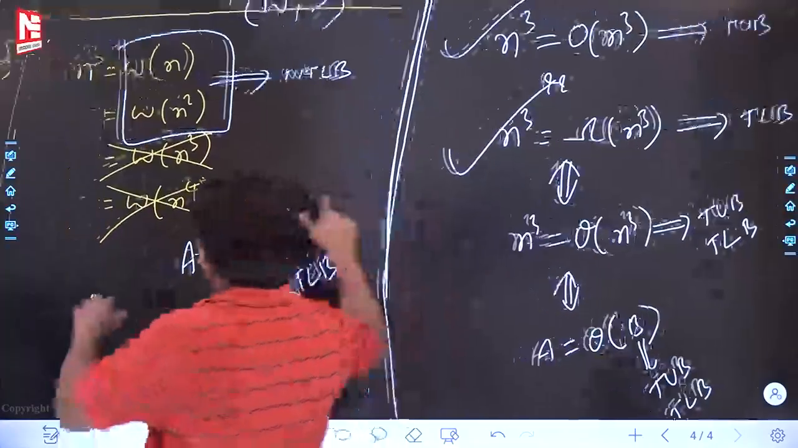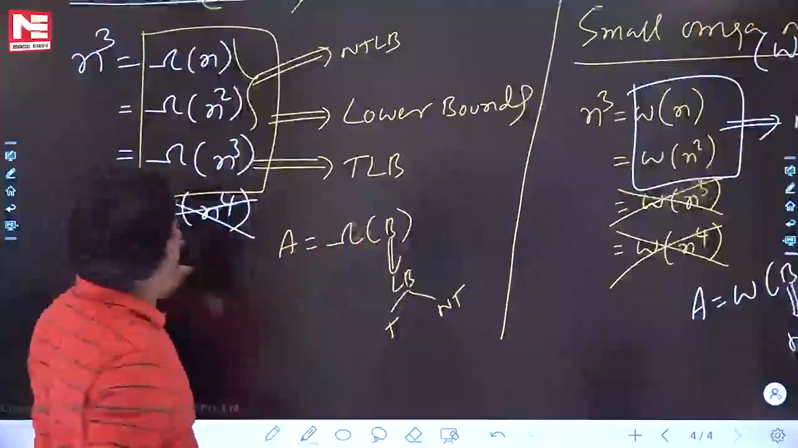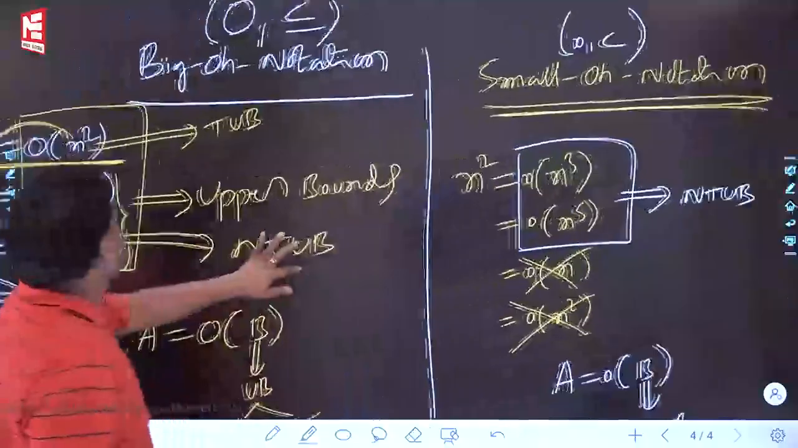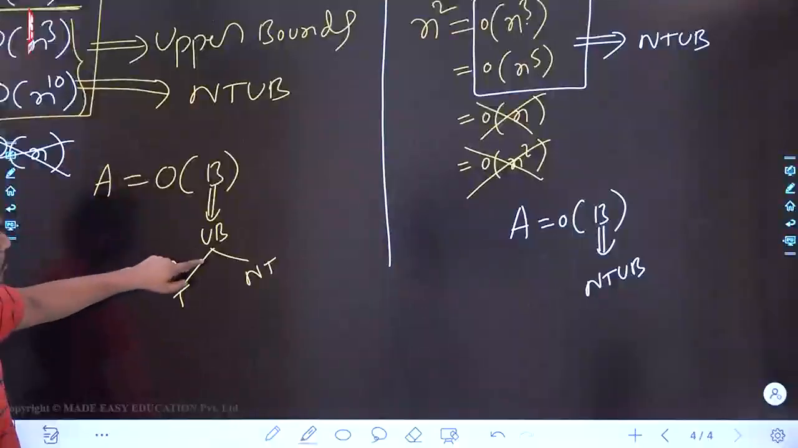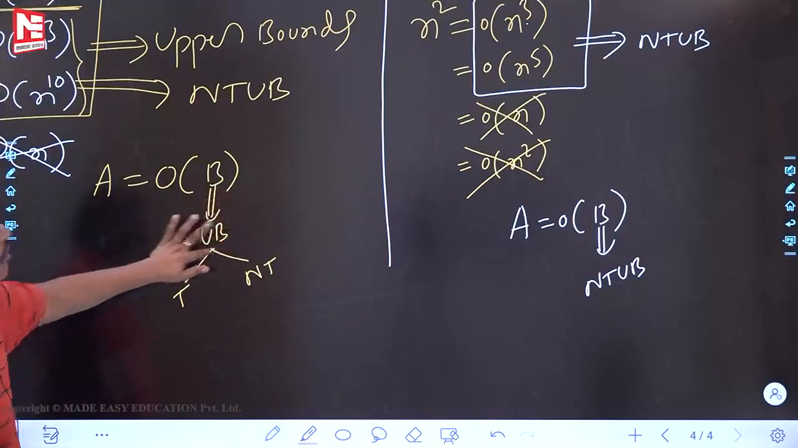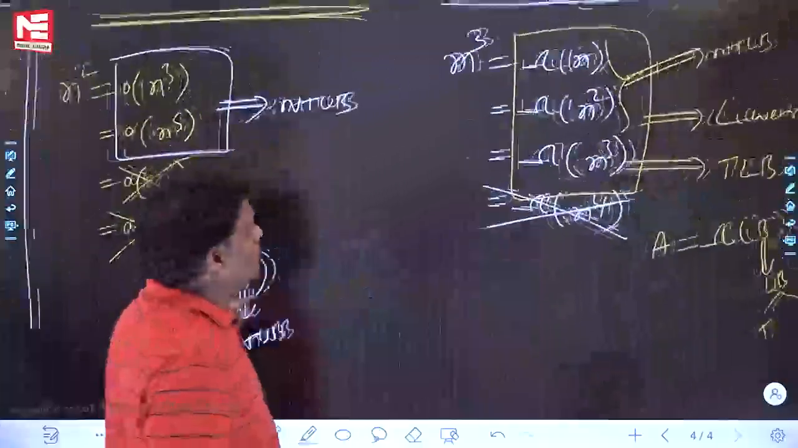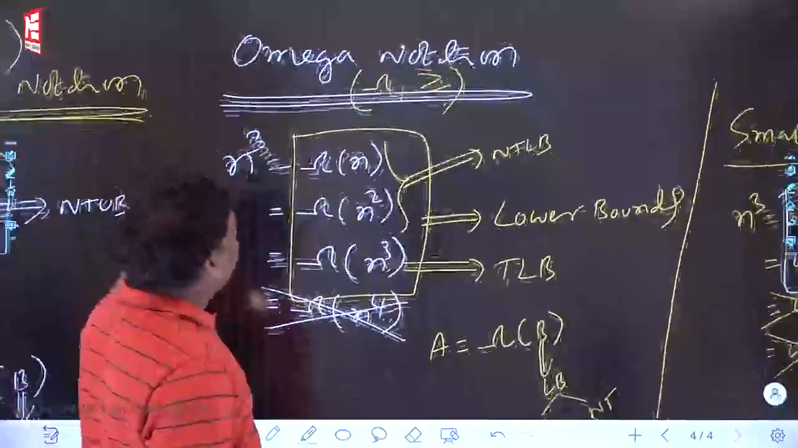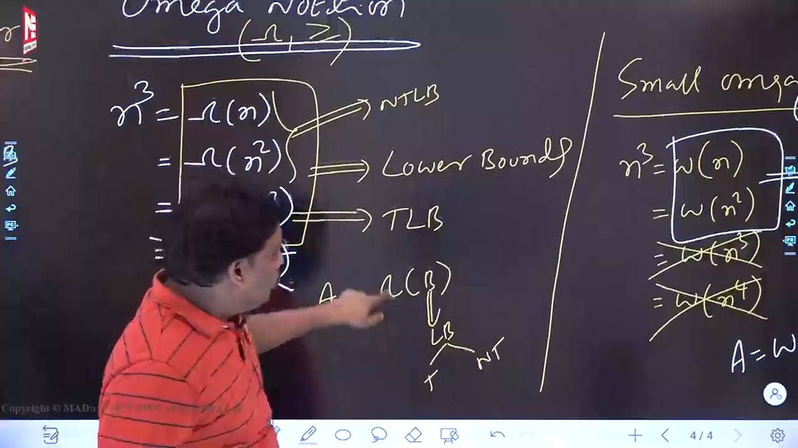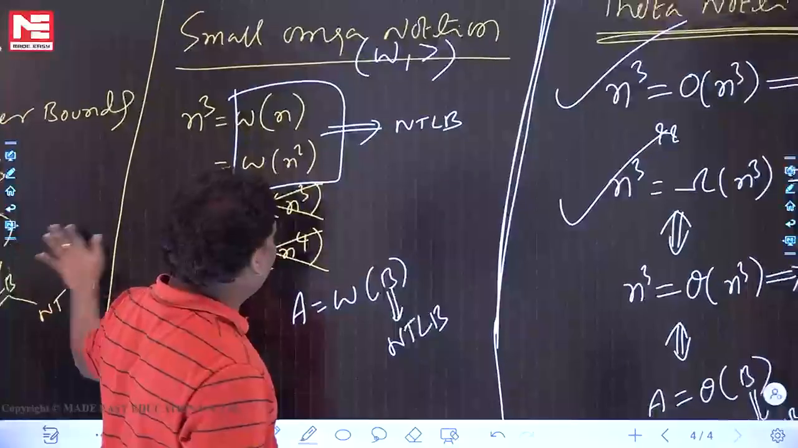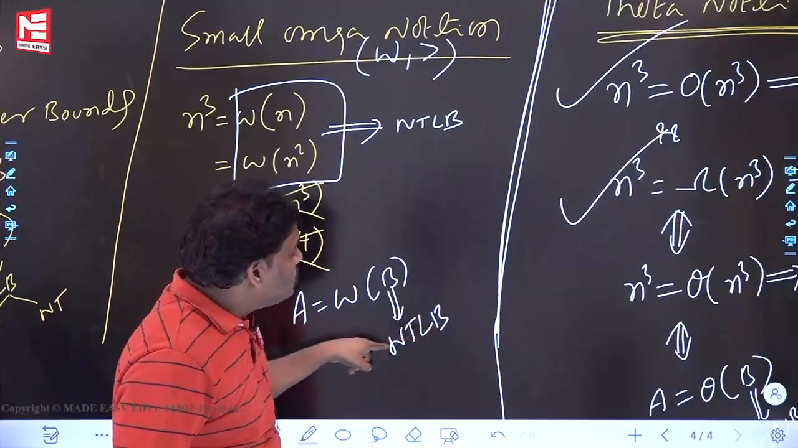Now can you help me with big O, who is there on the right side? Let me go through all of them one time. In the big O notation, who is there on the right hand side? Upper bound, may be tight, may not be tight. What about small o? Upper bound which is not tight. Next one, what about omega notation on the right hand side? Lower bound which may be tight, may not be tight. What about small omega notation? Lower bound which is not tight.